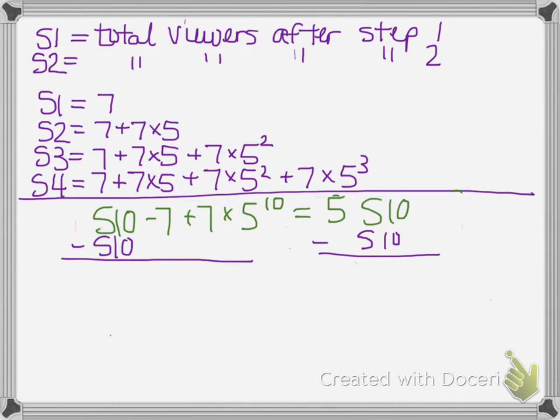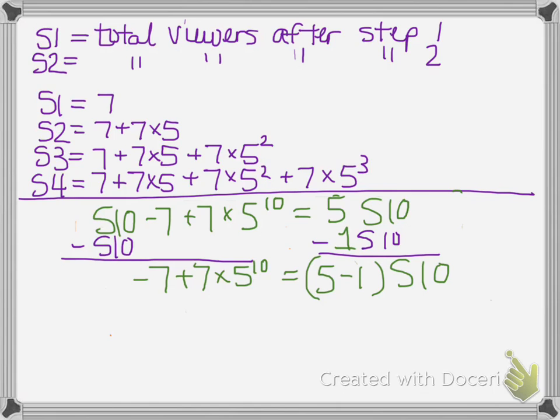And when I do that, I get what's left. So let's use green. S10 minus S10 is 0. So I get minus 7 plus 7 times 5 to the 10th. And that equals, remember, it's just one S10 over there, so there's a 1. So this is 5 minus 1 times S10. And it actually is 4 S10. We had 5, took away 1. But I'm going to leave the 5 minus 1 there because it's part of a pattern for this equation here.